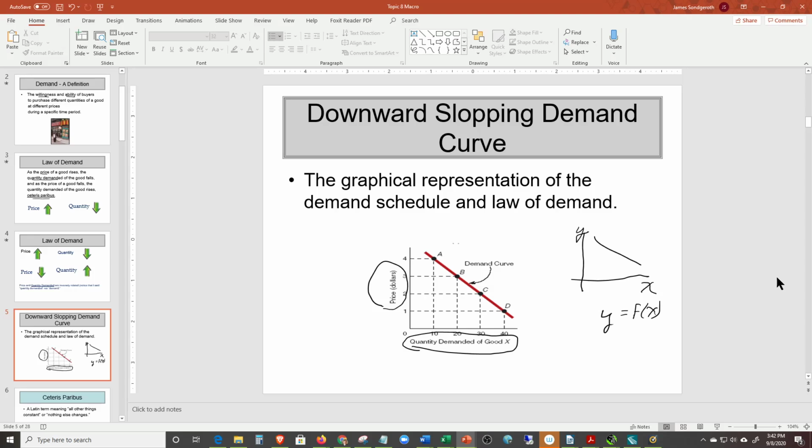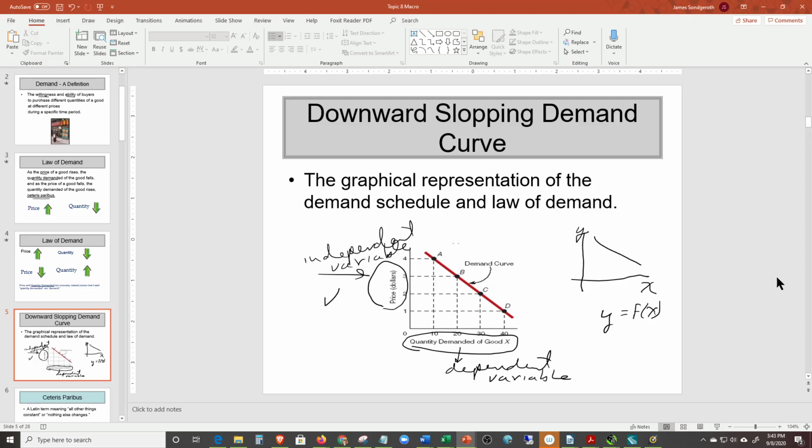Oddly enough, and it's just because this is how the first demand and supply curves were drawn by Alfred Marshall back in 1890, economists reversed this. The quantity demanded is the dependent variable in this graph, and the price is the independent variable. It doesn't really matter, but just in case you get confused about that, that's what's going on.